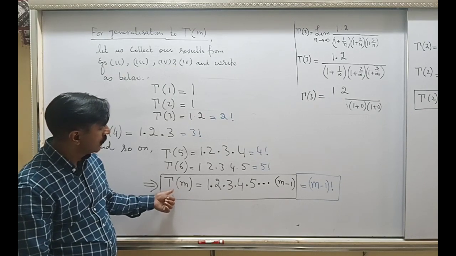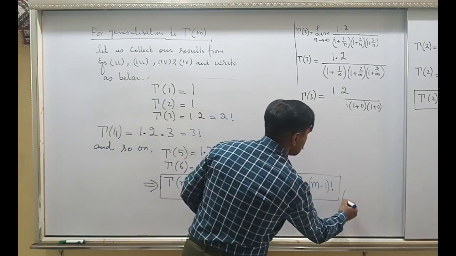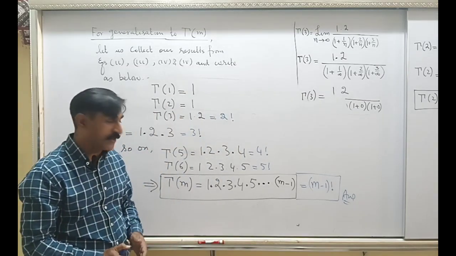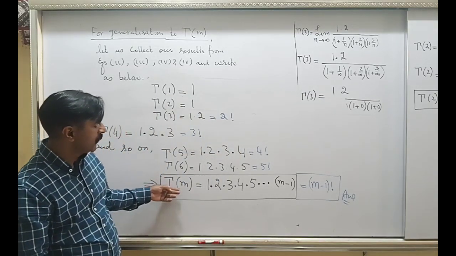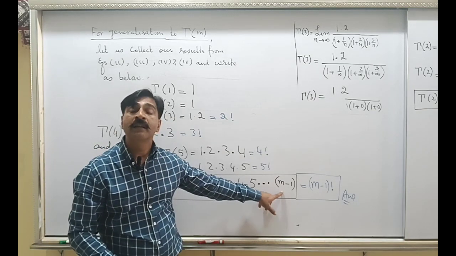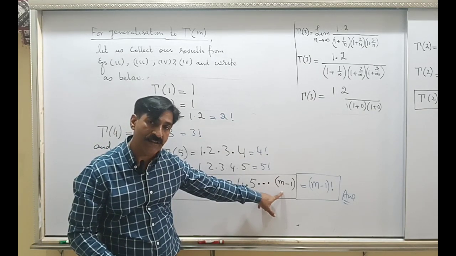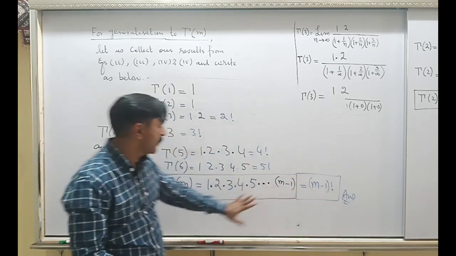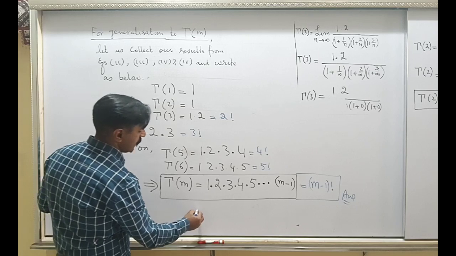This is important. So the factorial function is a special case of the gamma function. And you have also found the generalization. This is your last answer according to your question statement. So gamma m is the product of the first m minus 1 positive integers, meaning it is m minus 1 factorial. So this finishes your question.